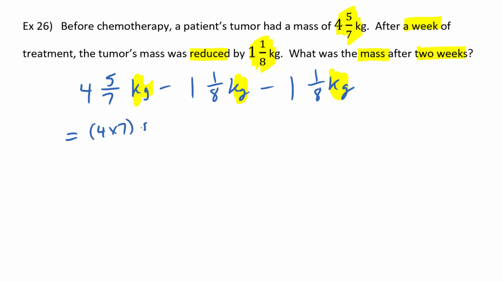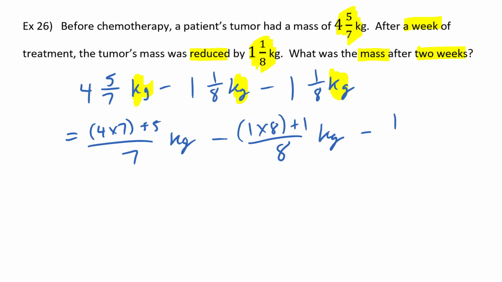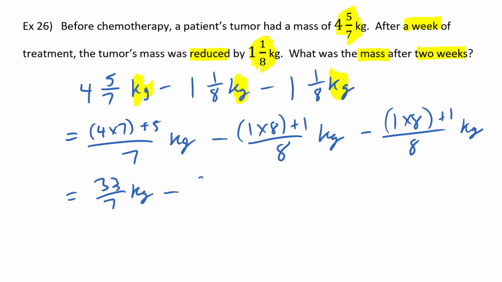4 times 7 plus 5 over 7. Make sure you put the units in. 1 times 8 plus 1 over 8 kilograms minus 1 times 8 plus 1 over 8 kilograms. Let's do the math now. 4 times 7 is 28 plus 5, 33 over 7 kilograms. 1 times 8 is 8 plus 1, 9 over 8 kilograms, and it's the same one, minus 9 over 8 kilograms. So we've now converted all the mixed numbers into improper fractions.